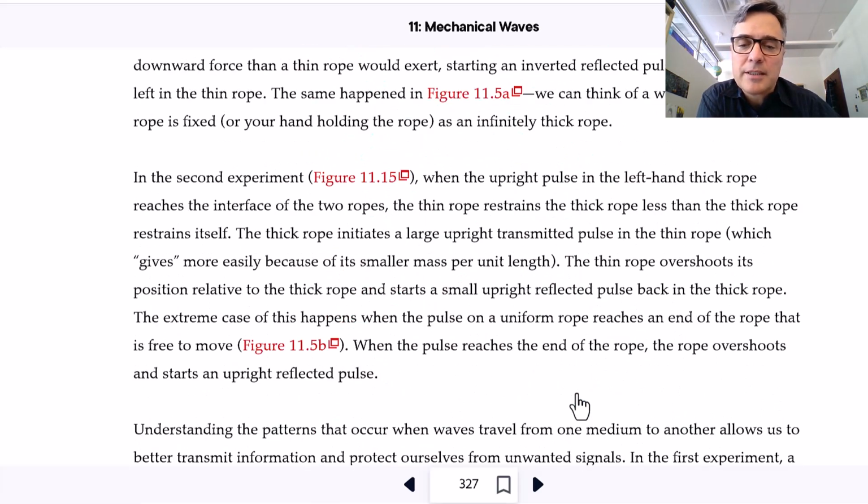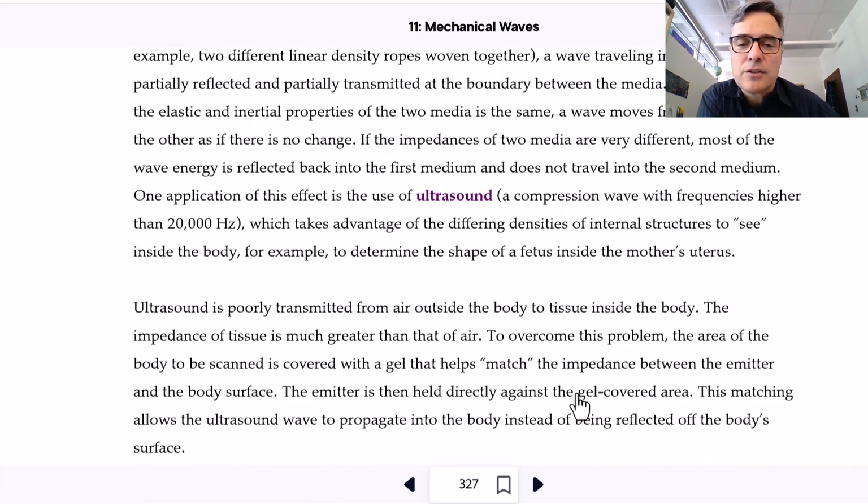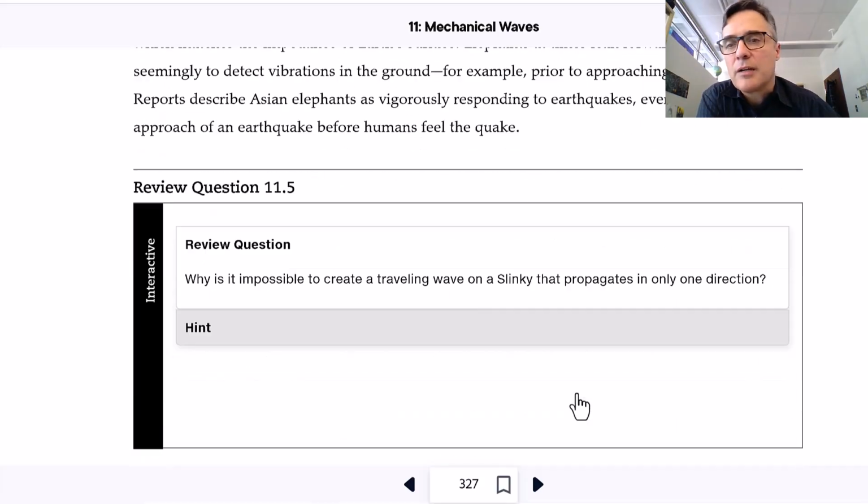So that's a little bit about reflection and impedance. Definitely read through that, and I'll talk more about it in class.